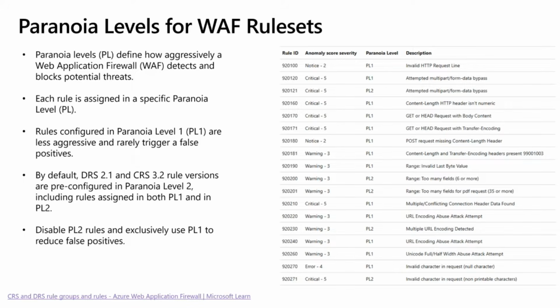By default, the WAF enables both PL1 and PL2 rules, but organizations can start with PL1 only to minimize false positives and progressively enable PL2 later on a need basis after monitoring and testing. So thereby they can reduce the false positives in their environment. So this tuning capability enables adaptable protection aligned with the risk tolerance in the environment.